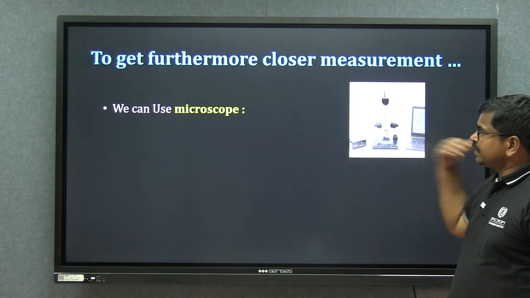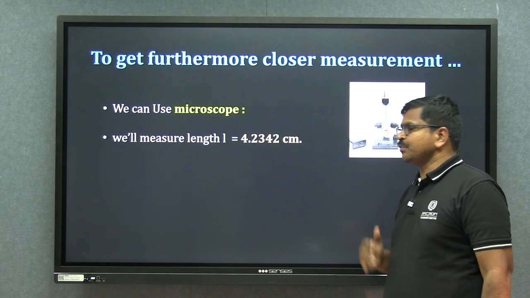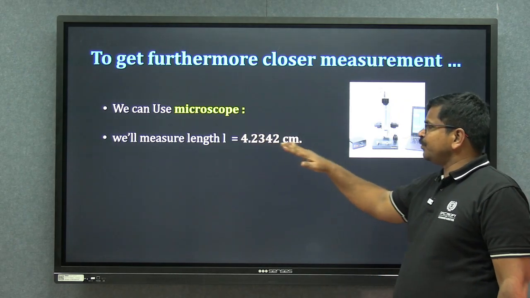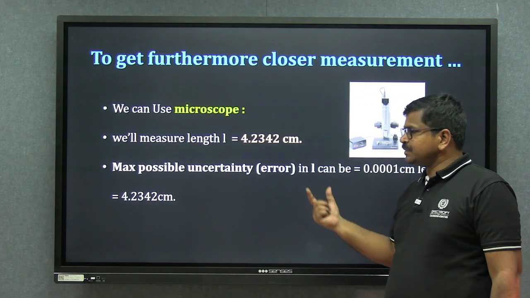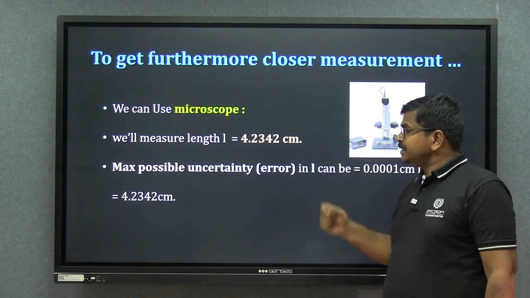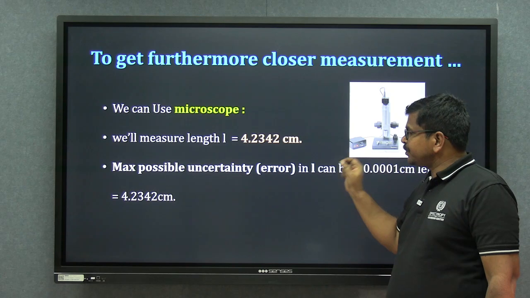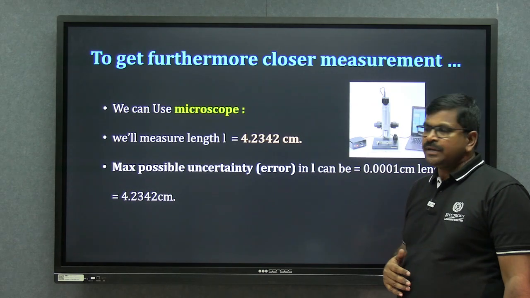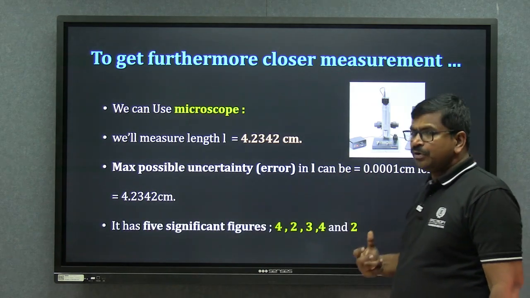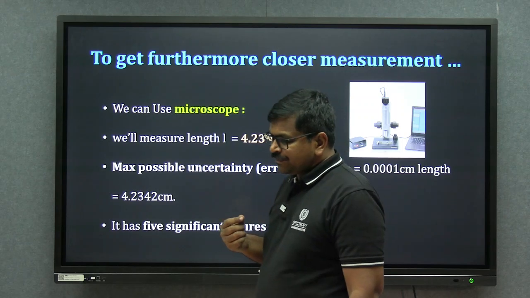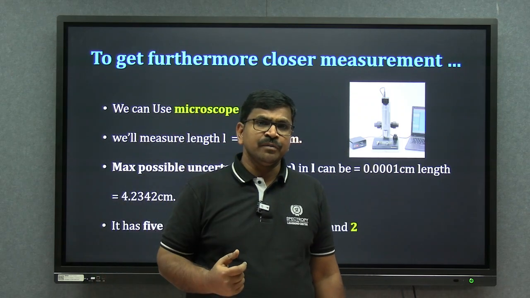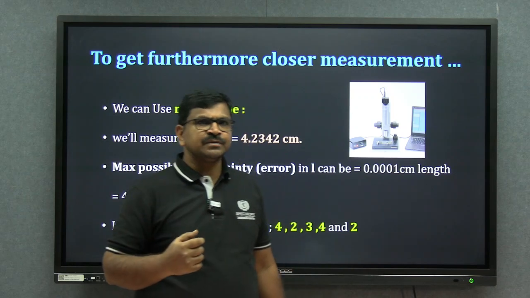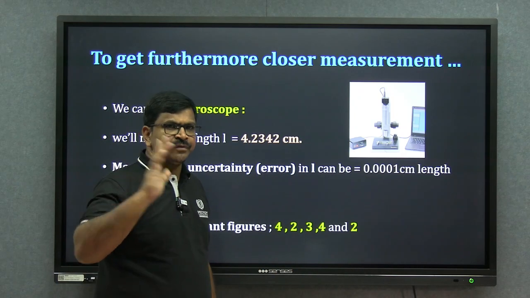To get even more closeness, we can use a microscope. A microscope can measure up to 4.2342 centimeters, even more accuracy. So the maximum possible uncertainty here is 0.0001 centimeters. Like this, we can conclude that the least count is the minimum measurement or maximum uncertainty, the maximum possible error for any kind of instrument.